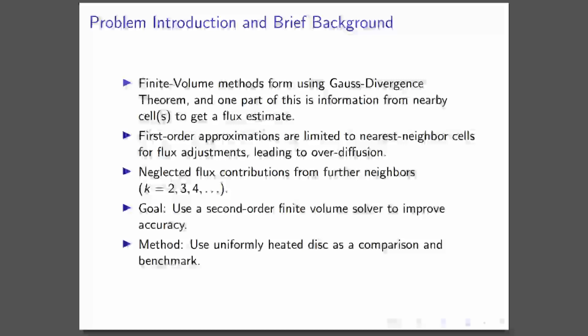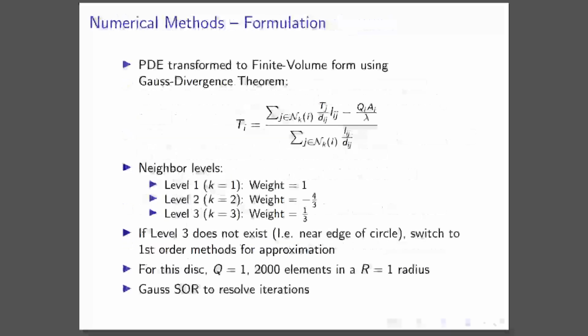The goal is to use a second order finite volume solver to improve accuracy. For our method, we'll use a uniformly heated disk to compare our second order and first order results for the FVM, finite volume method. A numerical formulation is given in the middle, which follows from Gauss divergence theorem, where j, in each of the summations, represents the current cell that is not i, where i is the center, and j are the nearby cells used for the approximation.